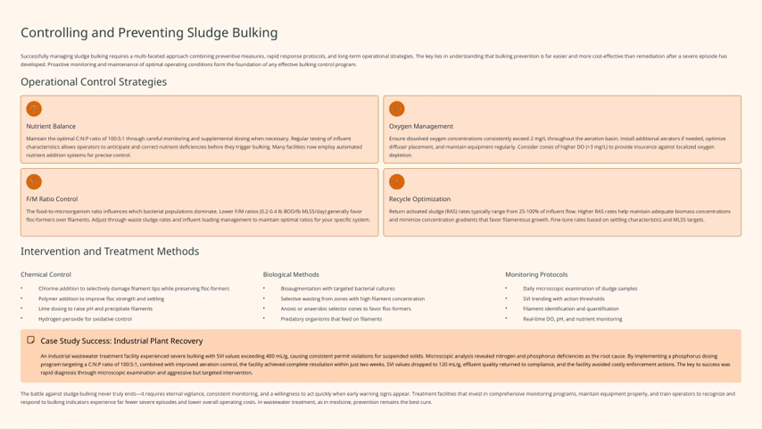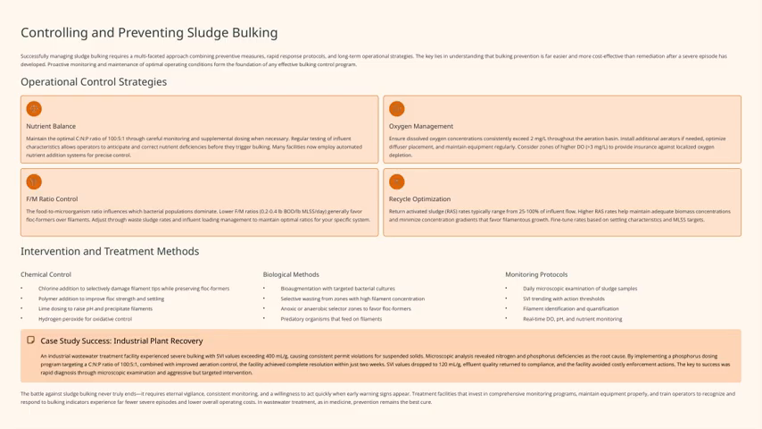When it comes to intervention and treatment, chemical controls like chlorine, polymers, lime, and hydrogen peroxide can be used selectively to damage filaments or improve settling. Biological methods, such as bioaugmentation, selective wasting, and creating zones that favor flock formers or even introducing predatory organisms, are also valuable tools. Monitoring is critical. Daily microscopic examinations, tracking SVI trends, identifying and quantifying filaments, and real-time measurements of DO, pH, and nutrients all help us catch issues early.